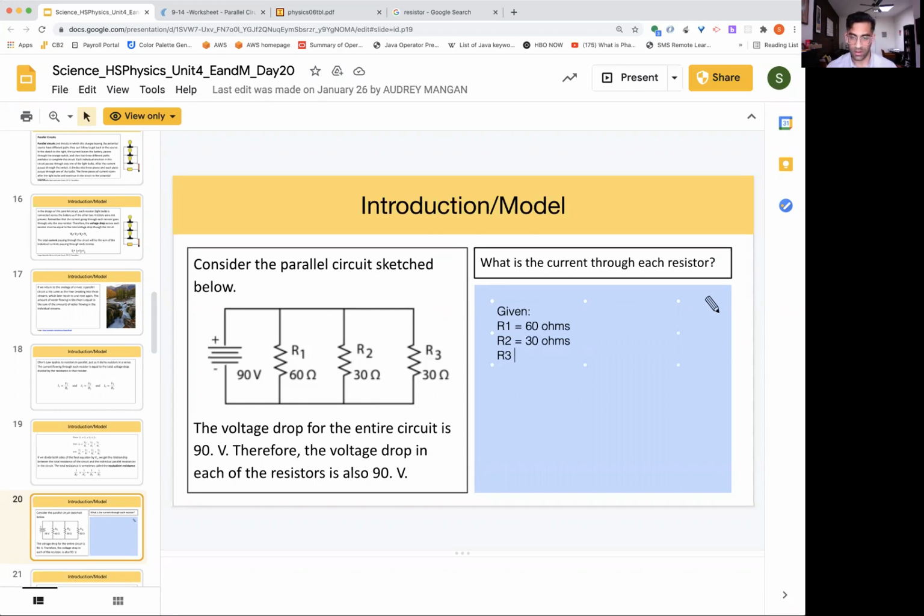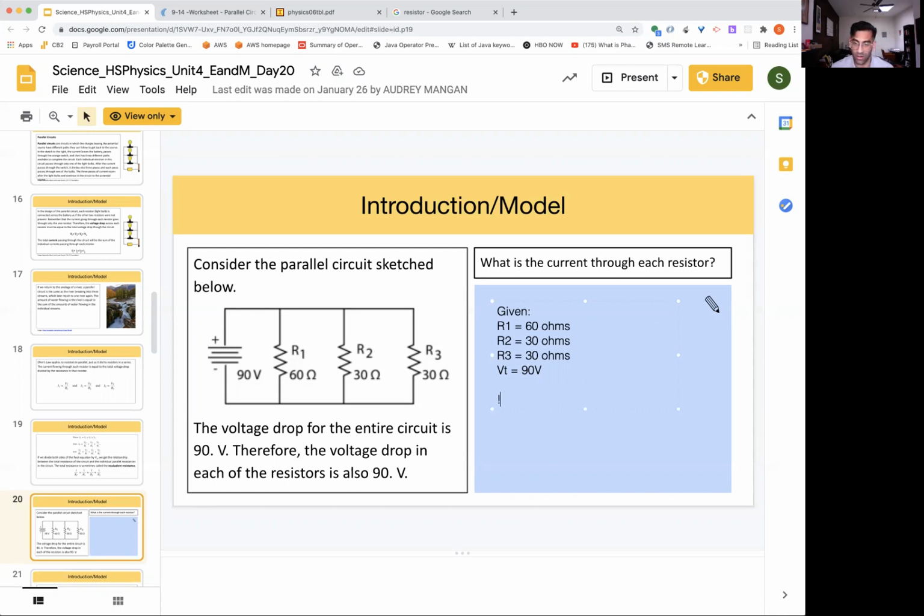R3 is equal to 30 ohms as well, sorry. And they tell us that VT, or the total voltage, is equal to 90 volts. Okay, and so first of all, we can take our individual resistances and we can calculate the equivalent resistance using the formula that we discovered on the previous slide, all right?